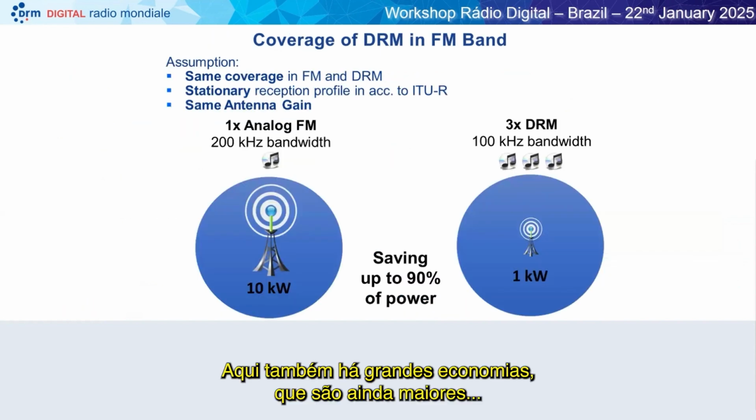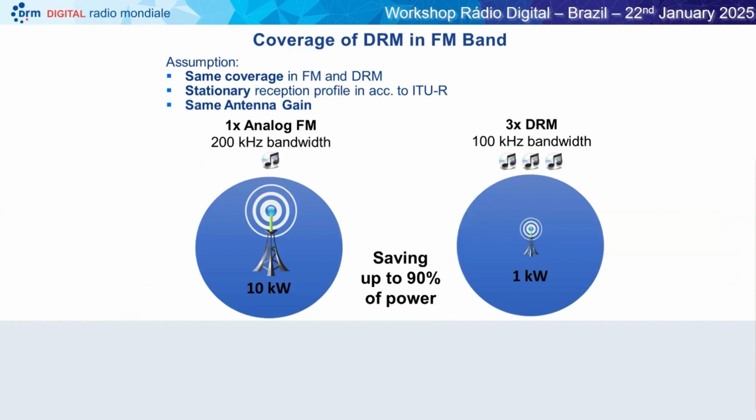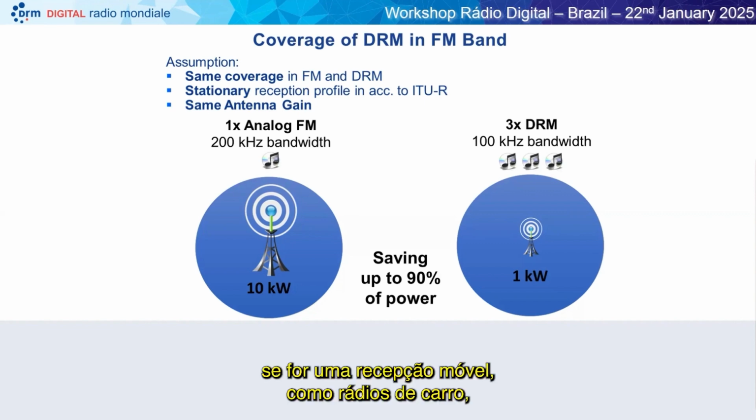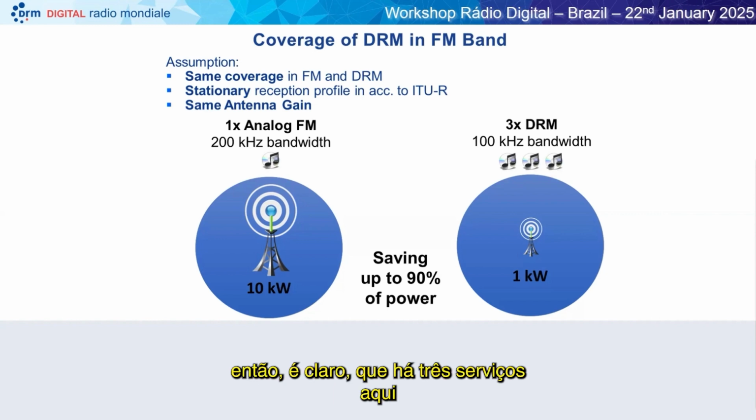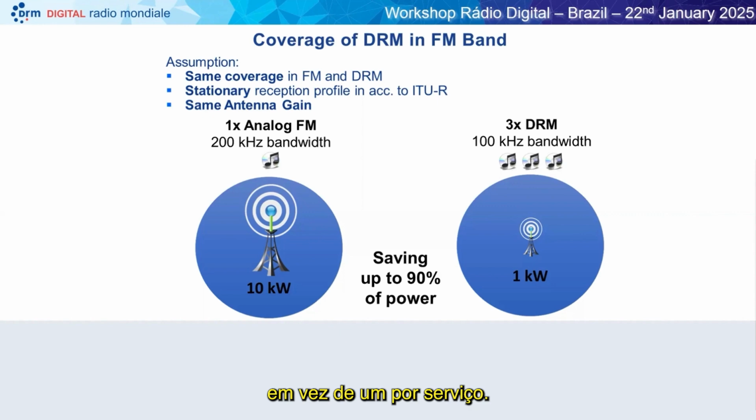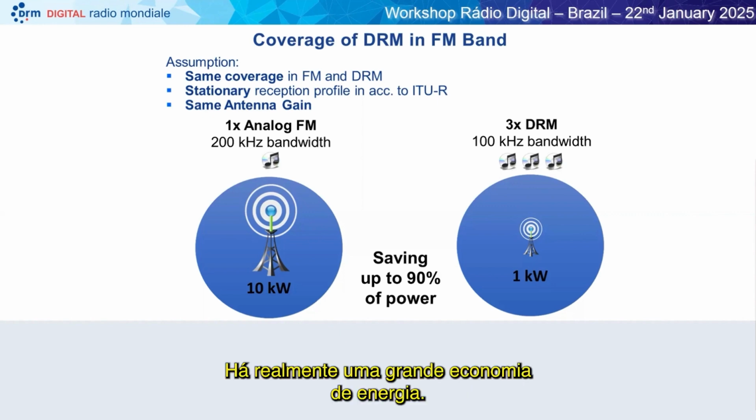Also here we have great savings. Here the savings are even bigger. You can save up to 90% of power. This would be for fixed reception. If you have moving reception, like for car radios, you still have a saving of, let's say, 1 to 4. Then of course you have 3 services, definitely 3 services here instead of 1. So per service, you really have a huge energy saving.